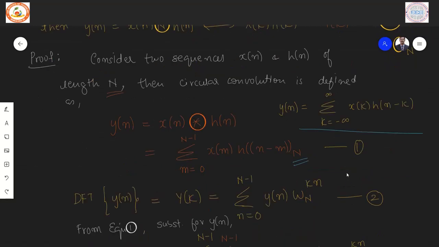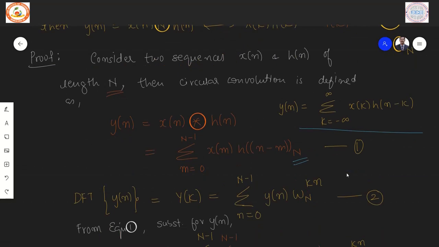Now, to prove this particular property, I am interested in finding the DFT of y of n, which is nothing but the convolution between x of n and h of n. Symbolically, just for convenience, I am calling it y of n. Therefore, the DFT of y of n may be called Y of k. Now, we can substitute that y of n in the formula or the definition of DFT. So that becomes equation number 2.